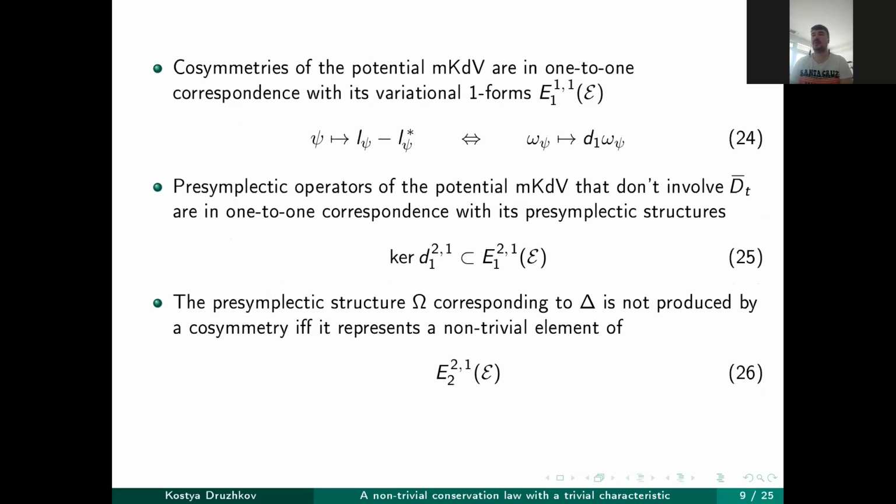Well, cosymmetries of the potential KdV are in one-to-one correspondence with these variational one-forms given by this term. So for any cosymmetry, we have the corresponding variational one-form and vice versa. And then the corresponding variational differential for a one-form is given by this formula. So if we have a variational one-form, we can consider the corresponding element of this group, and the same relation between variational one-forms and elements of this group and their variational two-forms is given by this formula in terms of cosymmetries. So in terms of cosymmetries and presymplectic operators, we just get the same formula.